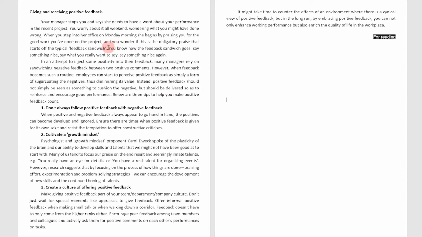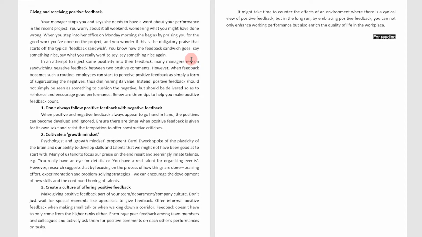So now let's start checking our text understanding. What does the feedback sandwich involve? Refer to the text. You know how the feedback sandwich goes. Say something nice, say what you really want to say, something nice again. It means giving negative feedback by accompanying it with positive feedback.